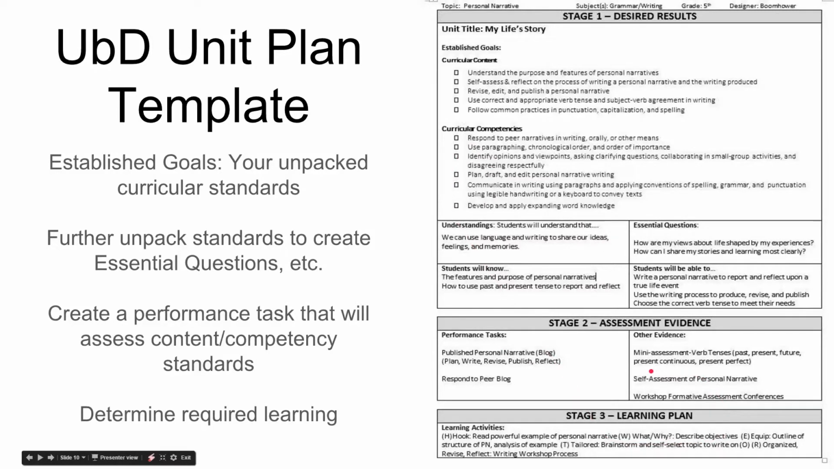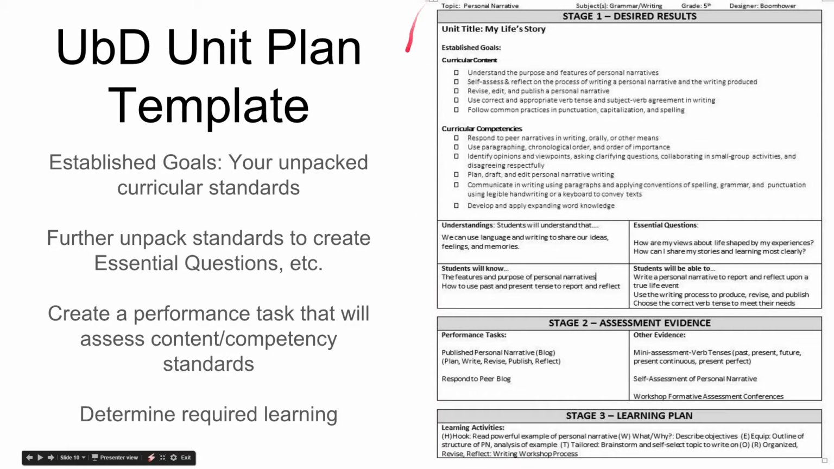I thought about some other evidence. I'm going to give them a verb tense quiz just to make sure that they understand some of the things that I'll go over. During our workshop, the writing workshop, I'll be able to formatively assess their work as they go. And then finally, I tried to choose some different learning activities to work through the process. So I'm going to read them an example of a personal narrative. I'll make sure to describe our lesson objectives throughout the way. We'll analyze a personal narrative in terms of tailoring and differentiating. They'll be able to choose their own topic to write about, so they'll be differentiating by interest. The process itself will allow them to revise and reflect.